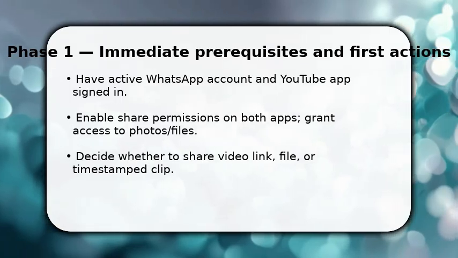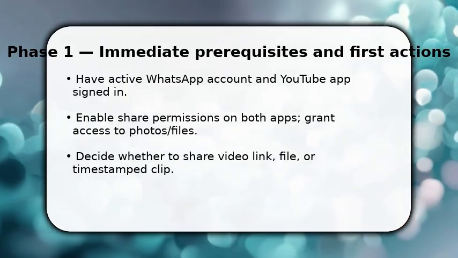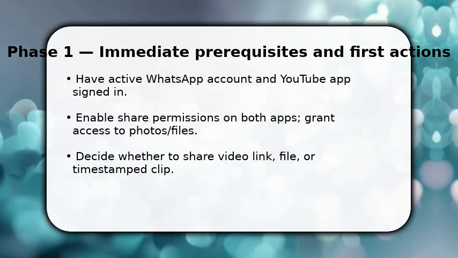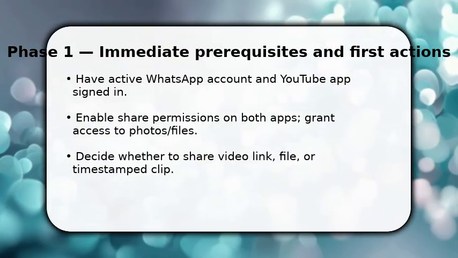You start by opening YouTube and locating the video you want to share. Find the exact timestamp if needed. Once done, tap Share and choose Copy Link or Share to WhatsApp directly. That preserves the URL and metadata.